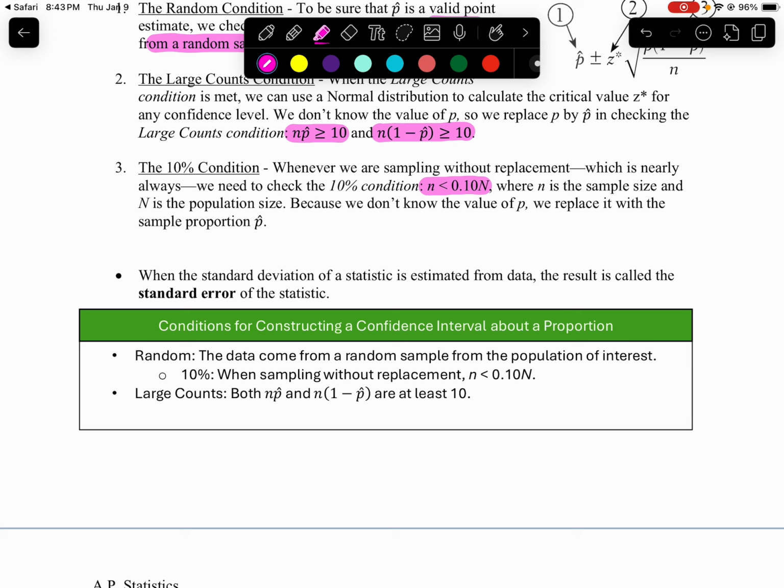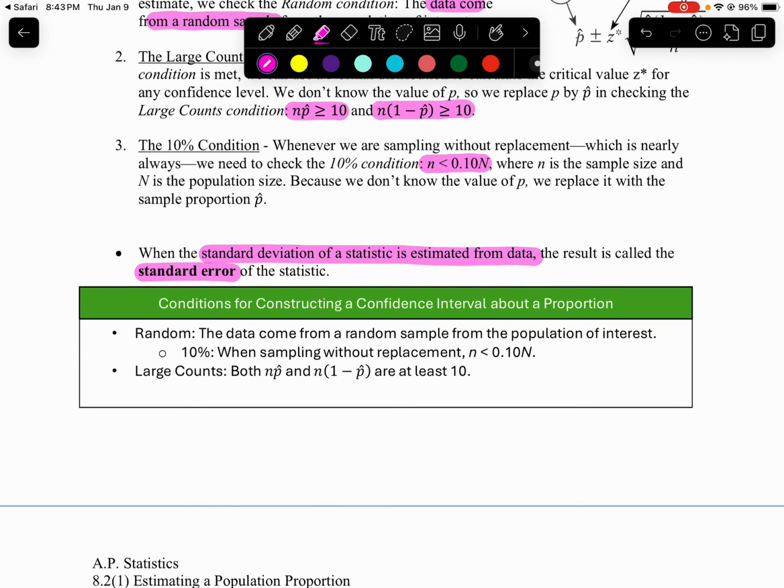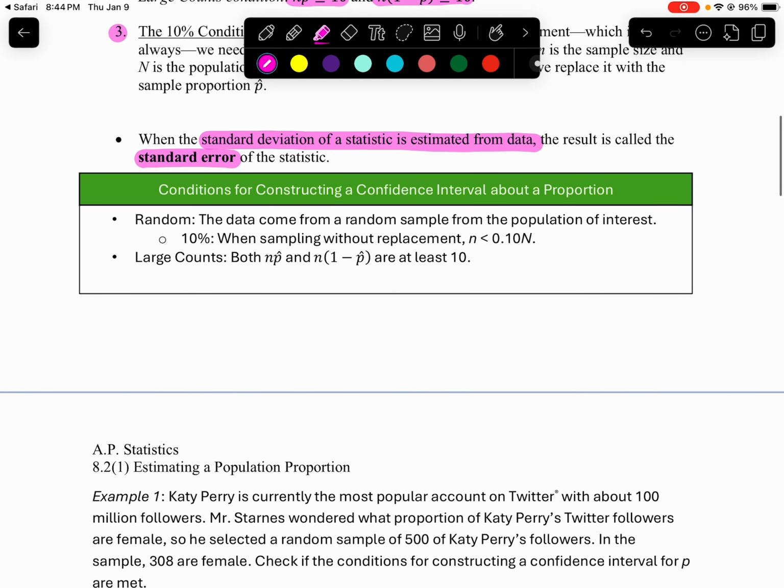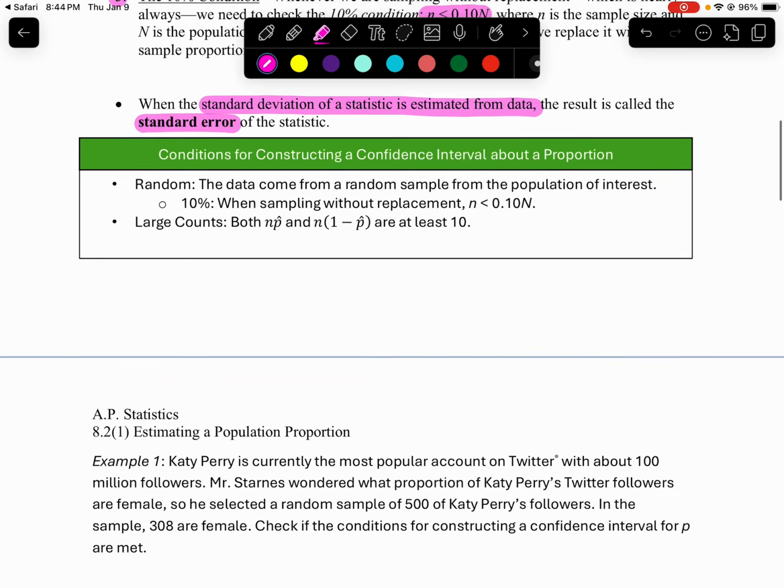that I think you might like a little bit better. It says when the standard deviation of a statistic is estimated from data, the result is called the standard error of that statistic. So when the standard deviation of a statistic is estimated, that is what our standard error is. All right, and again, here's just a little box telling you some of the same stuff that we looked at above. It's just looking at conditions 2 and 3 because 1 is sort of something we have to look at in the problem. Okay, so conditions for constructing a confidence interval about a proportion.